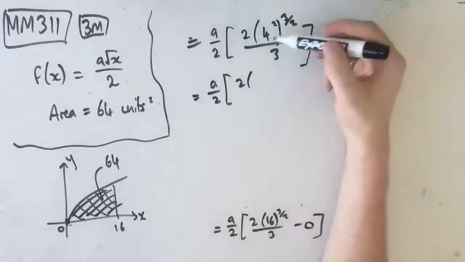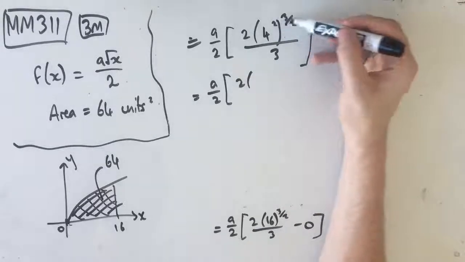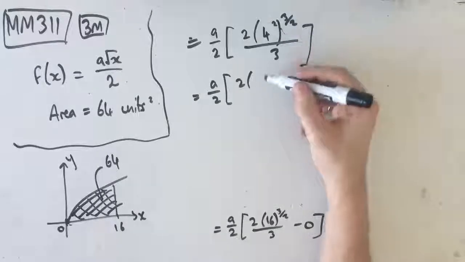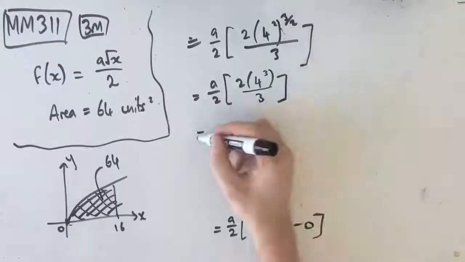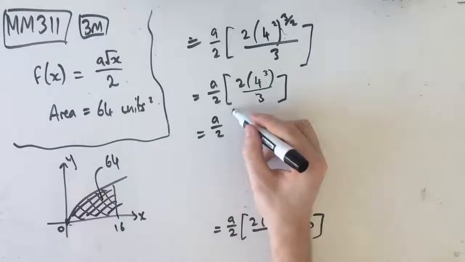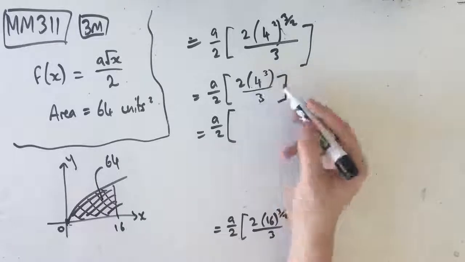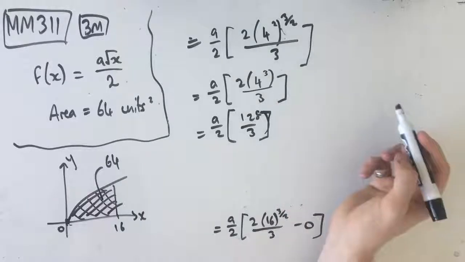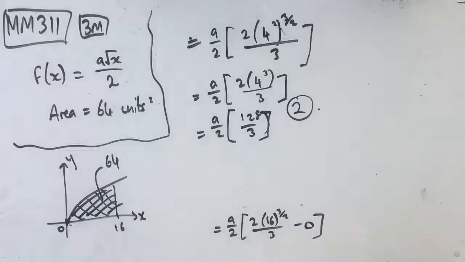And then 2 times. Now, if we have a power of a power, those two powers multiply, so 2 times 3 on 2 is just 3, okay? So we get 4 to the power of 3 over 3. 4 to the power of 3 is 64. 2 times 64 is 128. So we get 128 over 3. Now, around about here is our second mark. So somewhere in there is our second mark, and our third mark will be for the final answer.